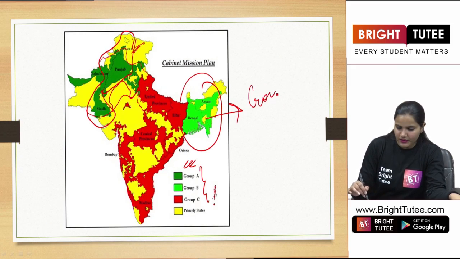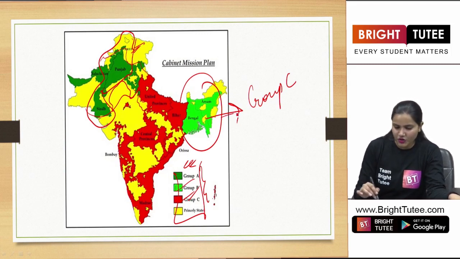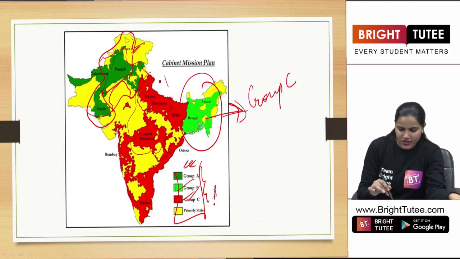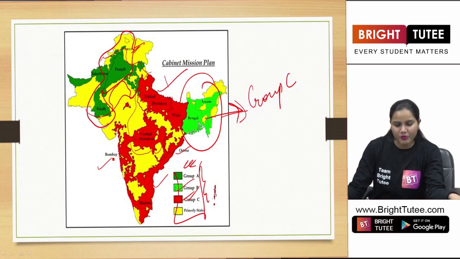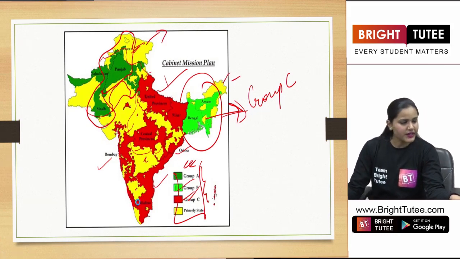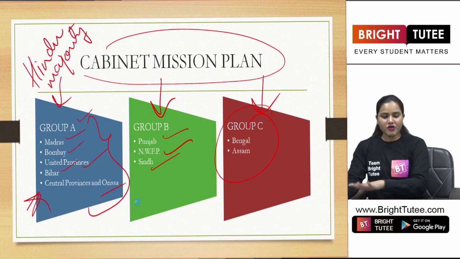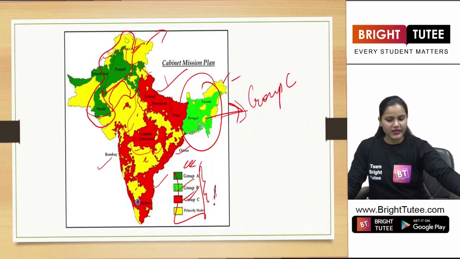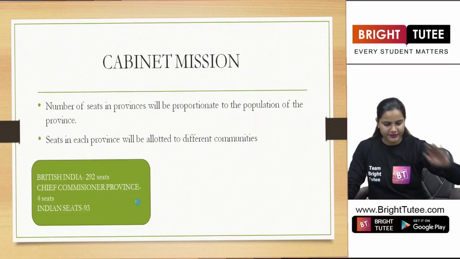This is Group C here. The label is wrong. Let's not go by the label. The map that I am pointing out is correct here. So Group C is Assam and Bengal. These are the central provinces region. United Province, Central Province, Bihar, Odisha, Madras and Bombay region. That was Group A. And these were the princely states. The yellow part here, princely states. Right? So this is how they thought of dividing the provinces in the cabinet mission plan.